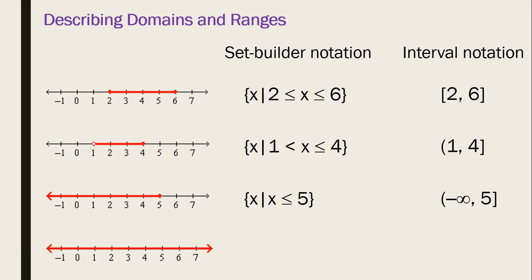And what if we want to describe the entire number line? Well, for set builder notation, we can say the set of all x such that x is a real number. And for interval notation, we can say that we're looking at all of the numbers from negative infinity to positive infinity. Remember, those parentheses mean we never can get to infinity. It's a concept that we can't reach, that we can keep moving toward.